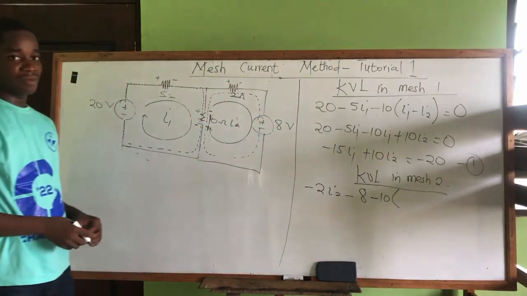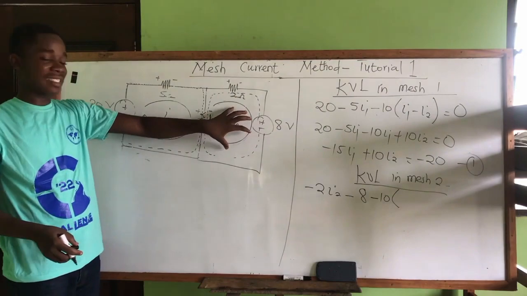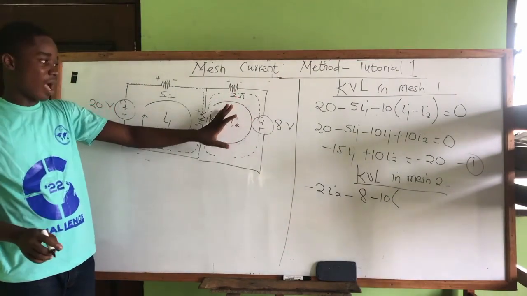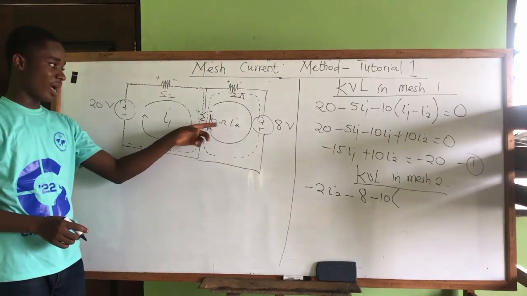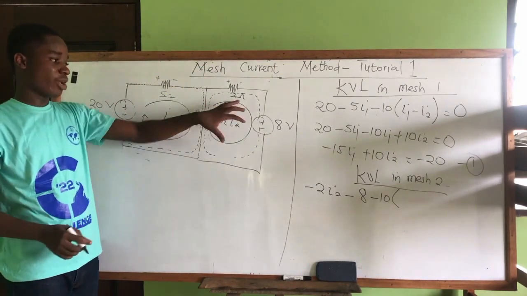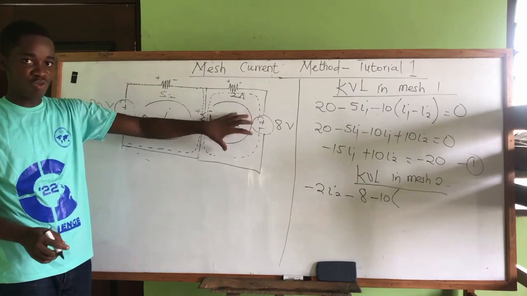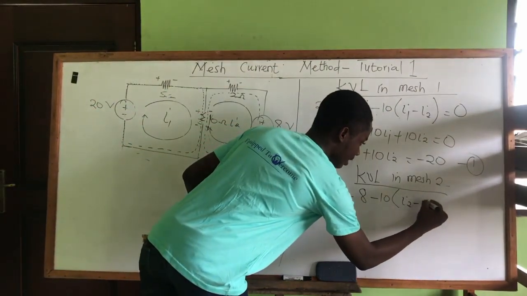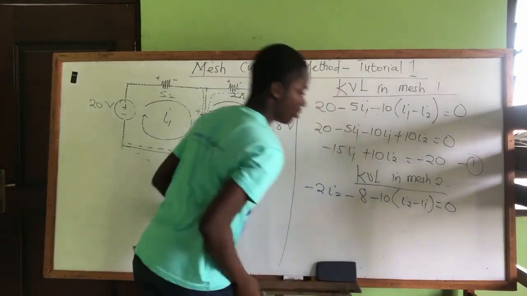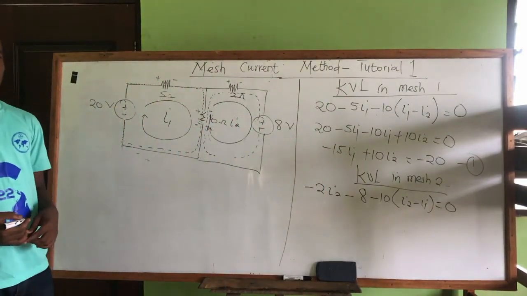And what is the current? We are in mesh 2, so the current is I2. That's the one working. So I2 minus I1, because we know the 10 will have I2 and I1. But since we are in mesh 2, its current will come first: I2 minus the other current, I1. So I2 minus I1 giving us 0. Algebraic sum of voltages is equal to 0.